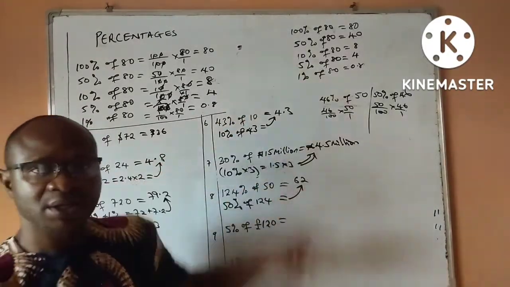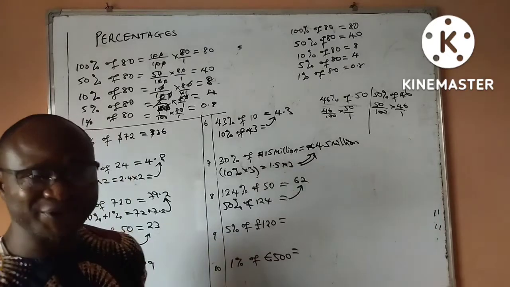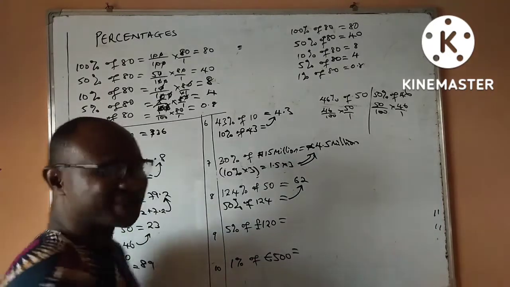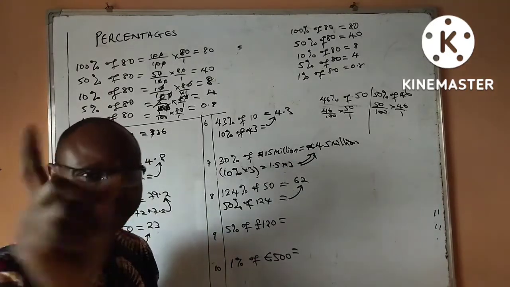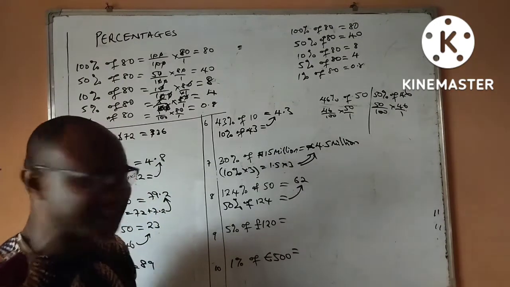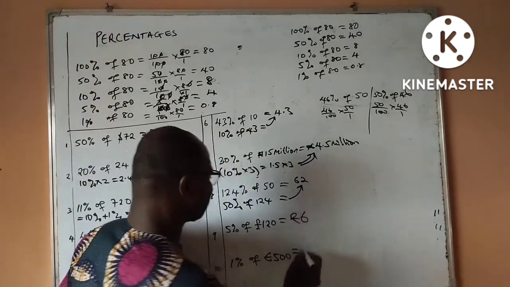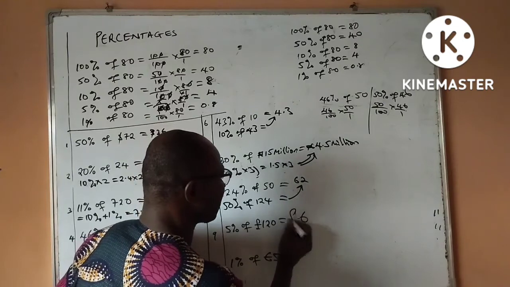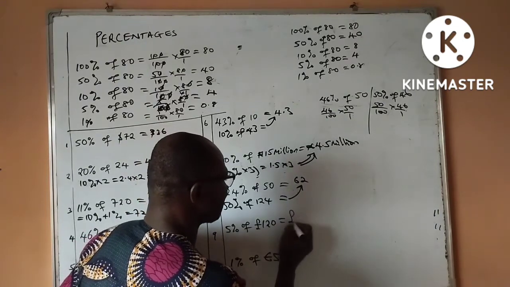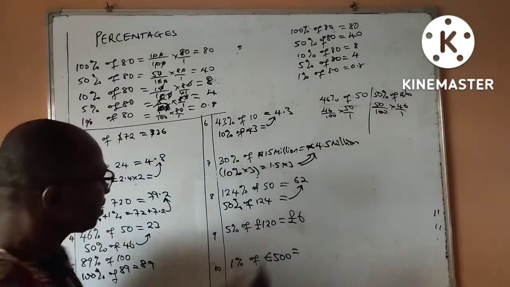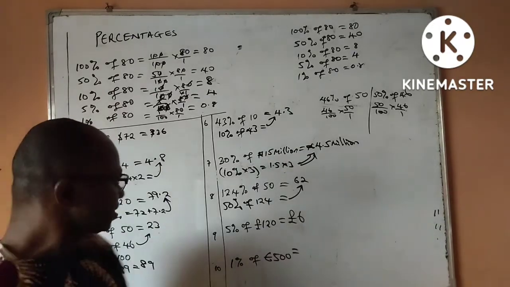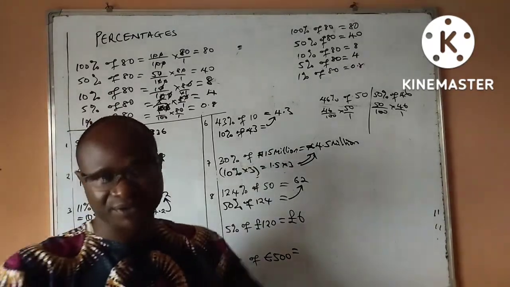Remember 5%. Divide by 10, divide by 2. Beautiful. I divide 120 by 10, I get 12. I divide 12 by 2, I get 6. That is equal to 6 pounds. Beautiful. Lastly, the last but not the least, 1% of 500 euros.